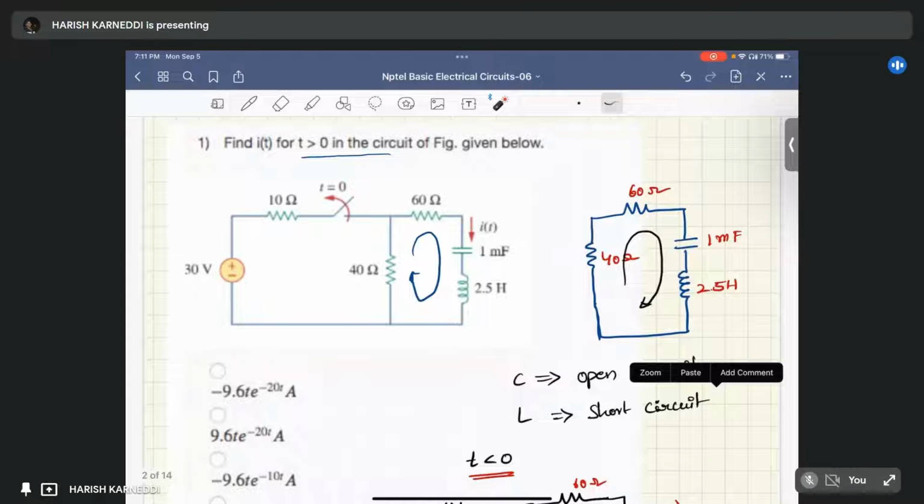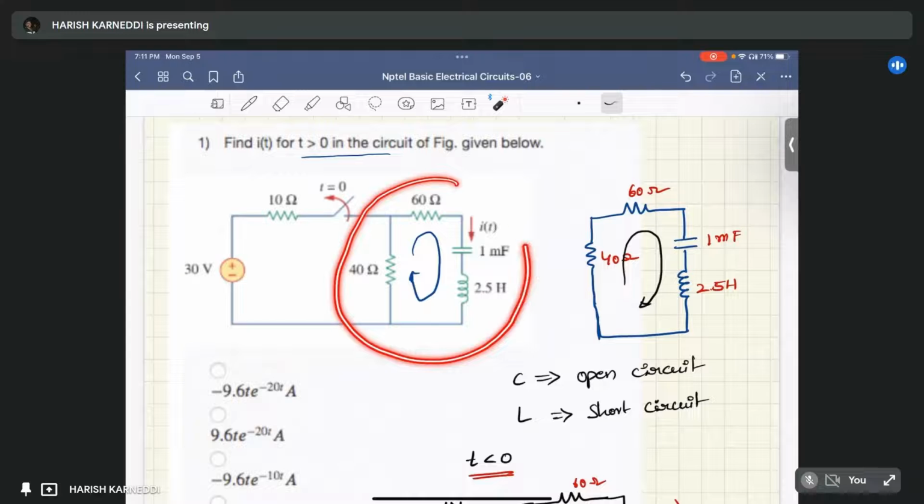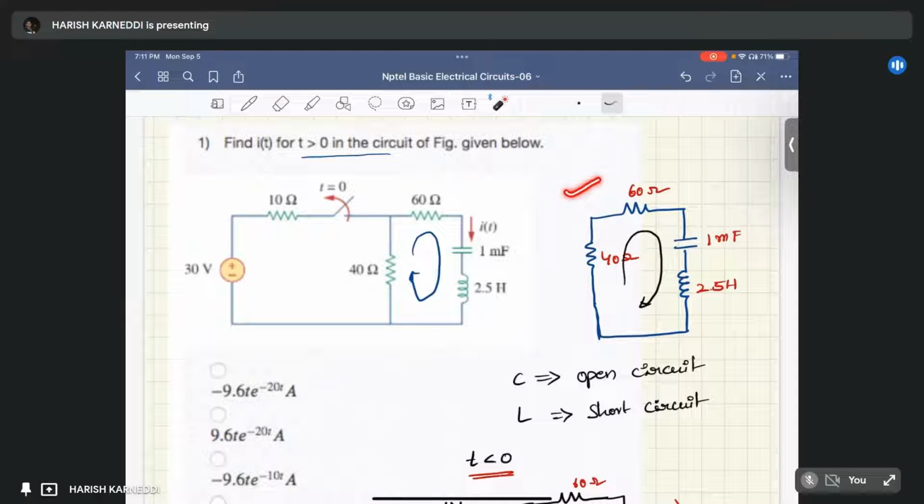Actually, the switch is opened at t equal to 0. After opening that switch at t equal to 0, the circuit seems like this one. Only the circuit path is this one, right? After the switch is open. So I redrew the circuit for the t greater than 0 case.